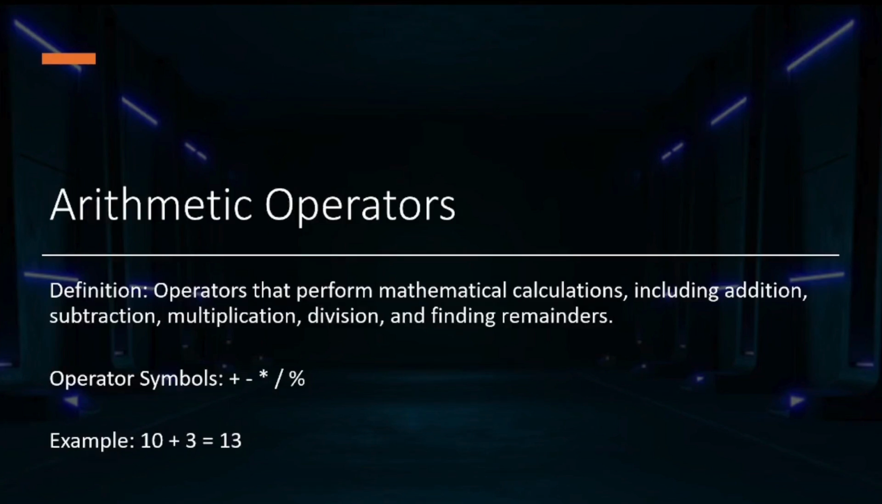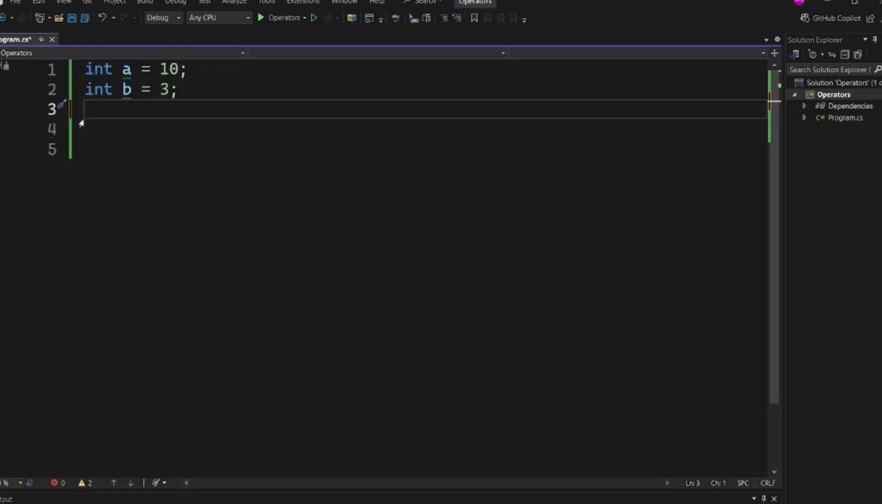Okay, let's start with arithmetic operators. These are the ones you probably recognize from your math class. They include addition, subtraction, multiplication, division, and modulus. Let's see how these arithmetic operators work with an example. Let's take two integers to perform this arithmetic operation. Here I have taken a equal to 10 and b equal to 3. Let me perform these arithmetic operations here.